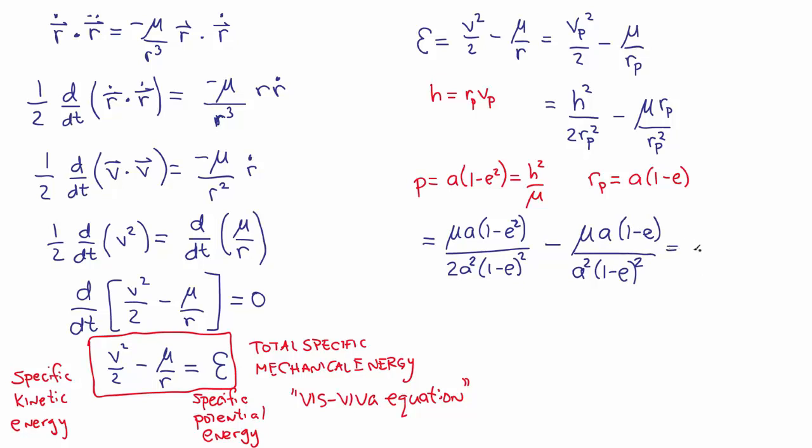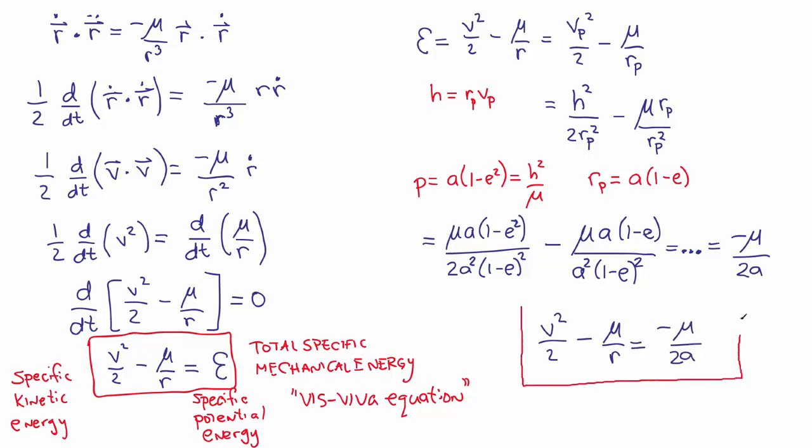Now, with a bit of additional manipulation of these expressions, which I won't write out in excruciating detail here, this term, you can check for yourself, can be reduced to minus mu over 2A, which means that the total energy can always be expressed as minus mu over 2A, and that means that it's determined entirely by the length of the semi-major axis. That determines the energy of an orbit, regardless of what kind of orbit it is. So the vis viva equation, the total specific mechanical energy, is written as follows. And this equation is valid for all conic sections.